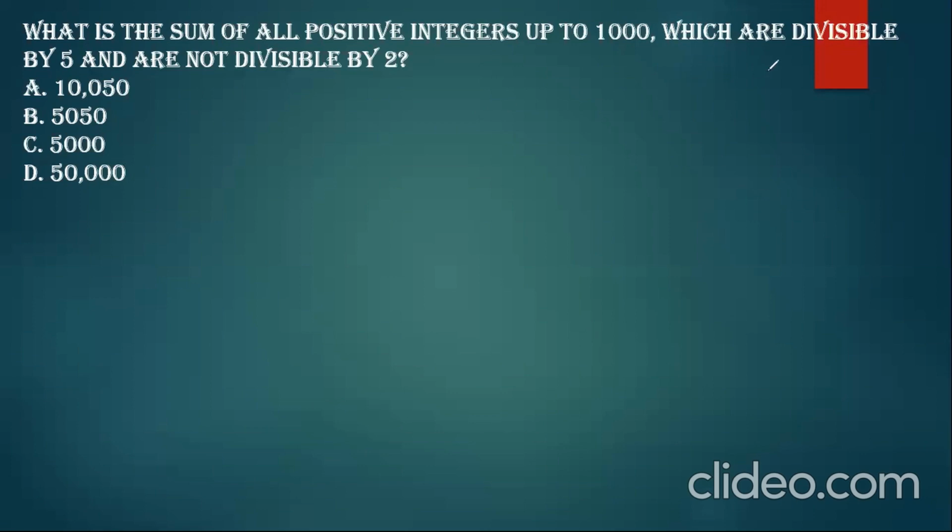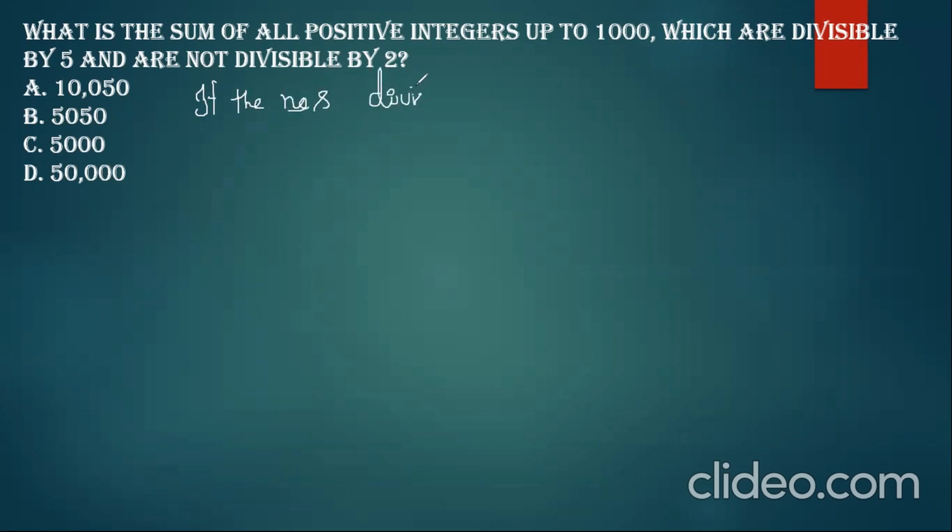Whatever number you are taking, it can be divisible by 5, but it should not be divisible by 2. They cannot be divisible by 2. So for that, let us first take the sum of all positive integers up to 1000 which are divisible by 5.